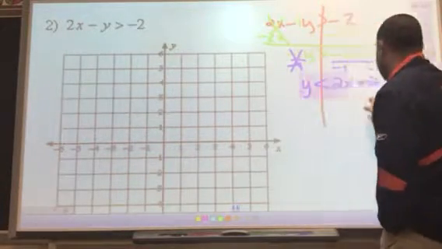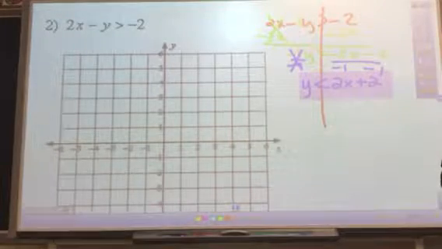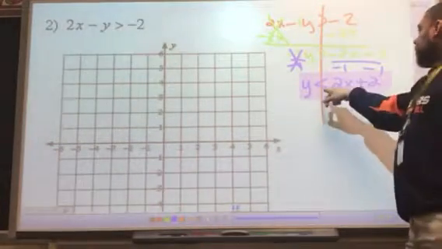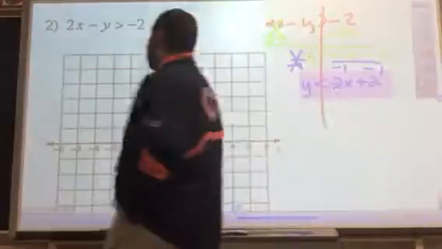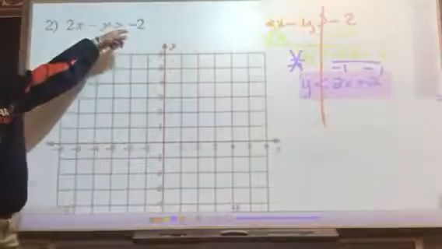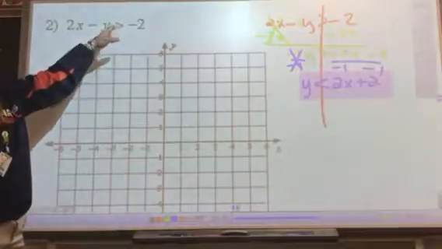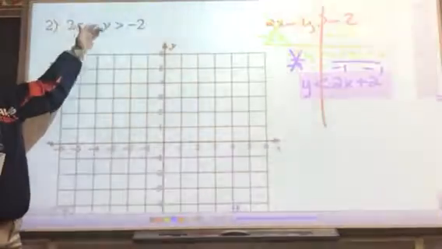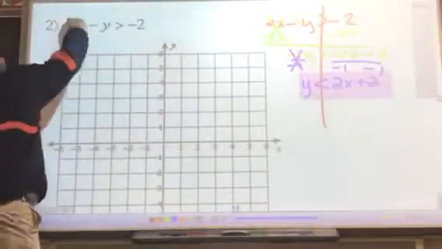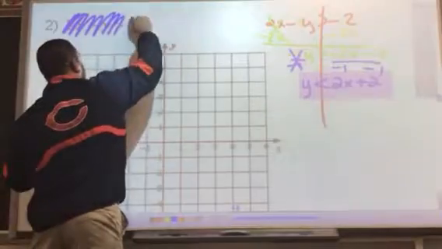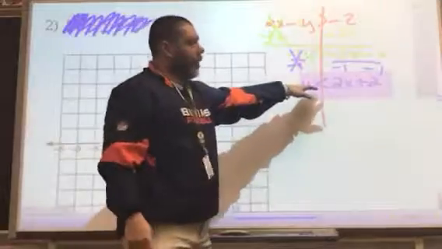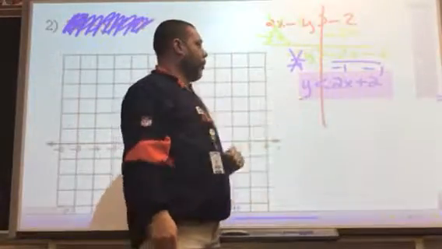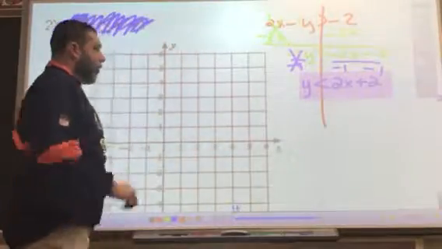And this is where I need to look, and this is why it's important. Notice, in my slope-intercept form, I have a less than sign. Over here, that was not less than. So if you're looking in the wrong spot, you're going to end up shading incorrectly. I need to ignore this. That's not slope-intercept form. I cannot determine where I shade until it's in slope-intercept form. Let's go ahead and graph it now.